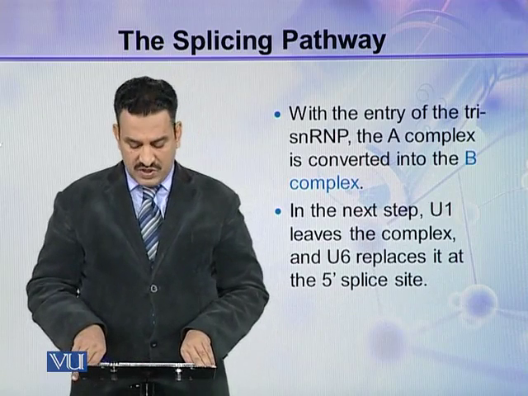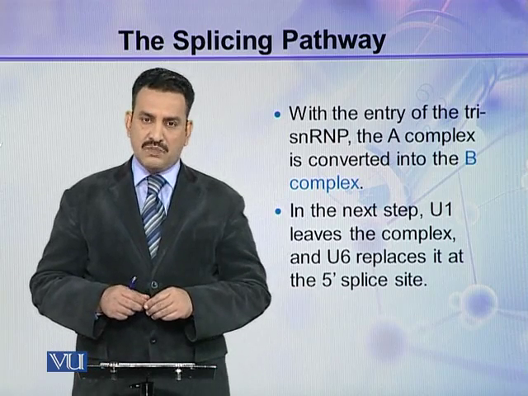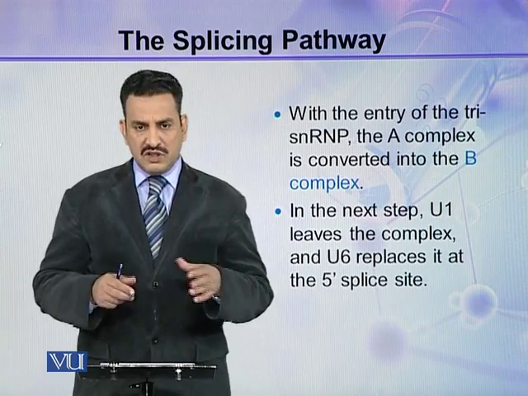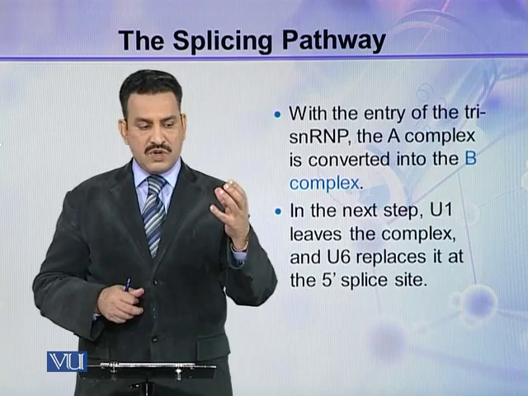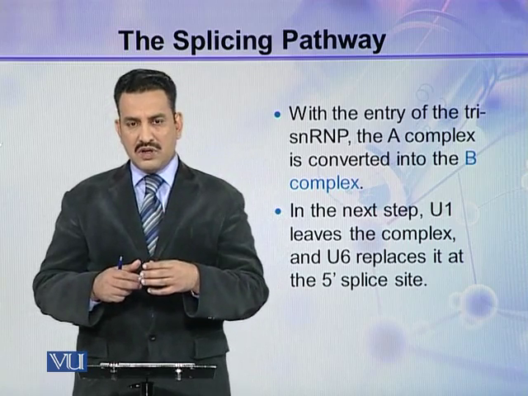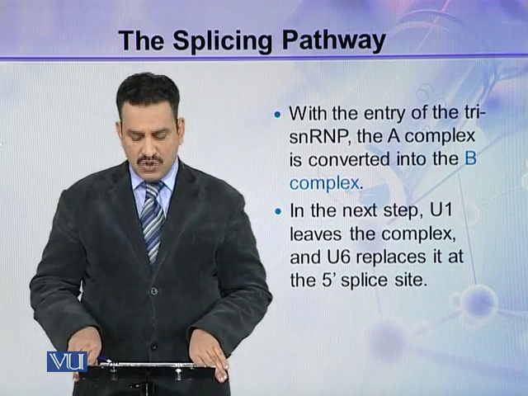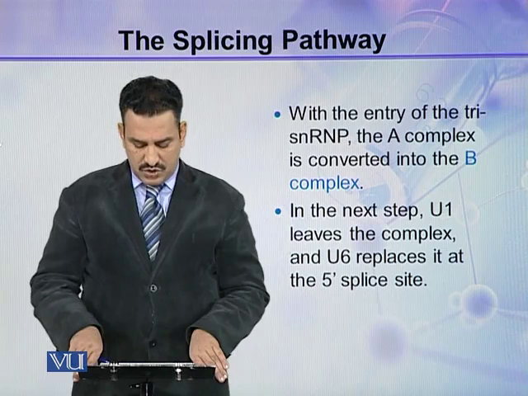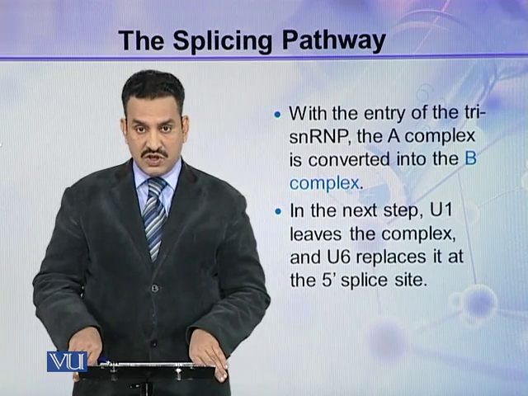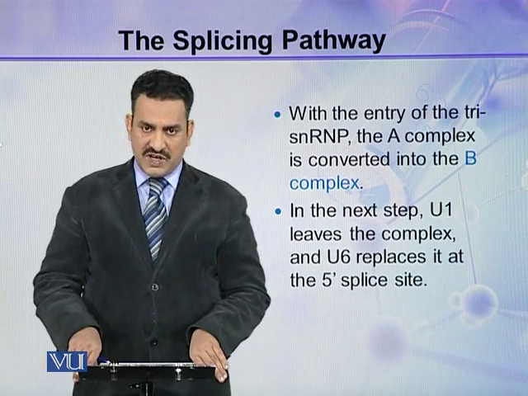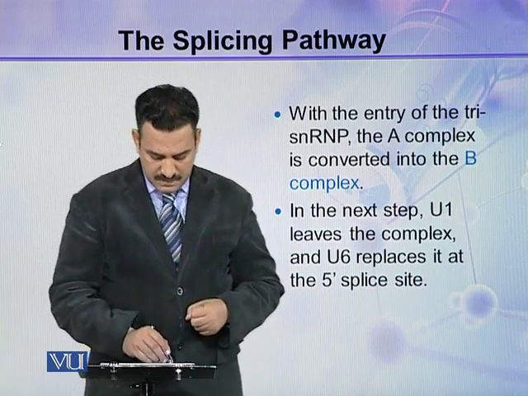With the entry of the tri-SNRP, the A complex is converted into the B complex. So you have seen in the figure a heavy complex, that is the tri-SNRP, that comes into the machinery, and then this complex is transformed into the B complex. In the next step, U1 leaves the complex and U6 replaces it at the 5' splice site. So U1 is removed and U6 comes in.